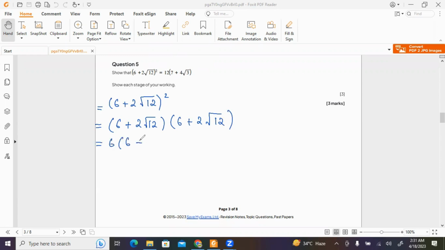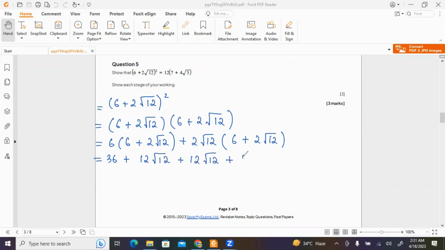So 6 times 6 plus 2 root 12 plus 2 root 12 times 6 plus 2 root 12. That's going to be 36 plus 12 root 12 plus 12 root 12 plus 4 times root 12 whole square. Okay, so we can do 36 plus 24 root 12.